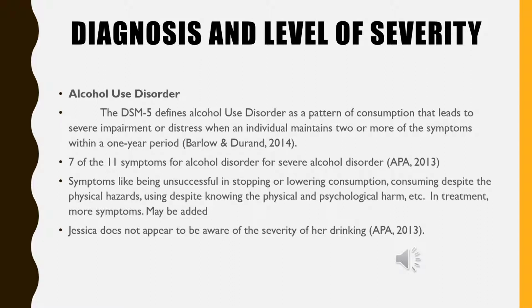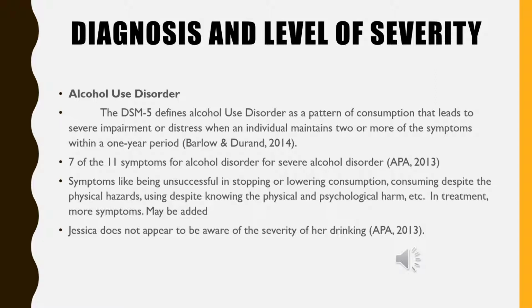Diagnosis and level of severity. For this, we're going to be talking about alcohol use disorder. The DSM-5 defines alcohol use disorder as a pattern of consumption that leads to severe impairment or distress when an individual maintains 2 or more of the symptoms within a 1-year period. Diagnosing an individual with severe alcohol use disorder requires the presence of 6 or more symptoms. Jessica shows 7 of the 11 symptoms for alcohol disorder.